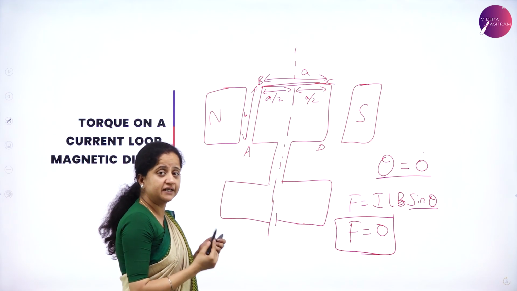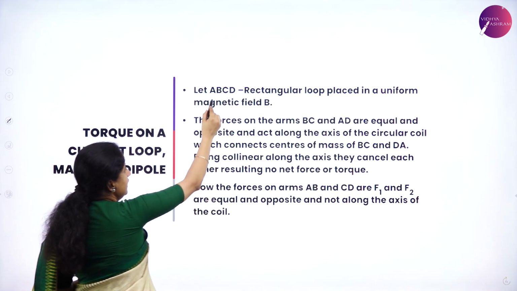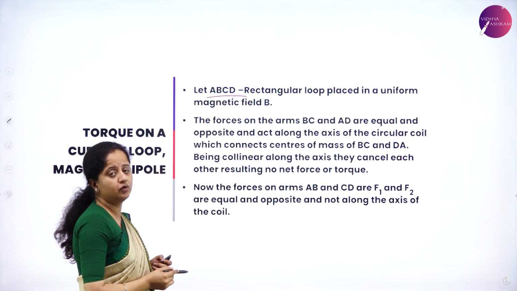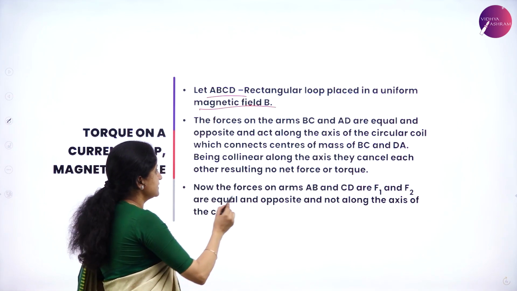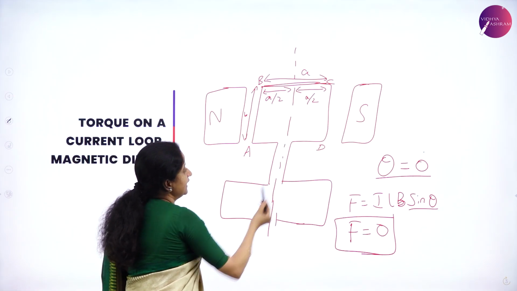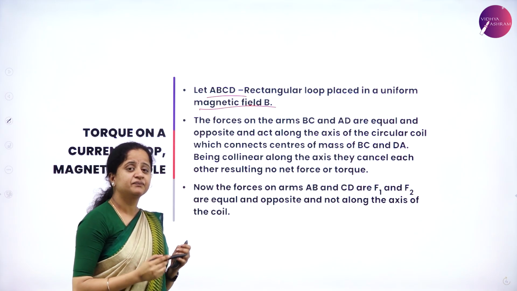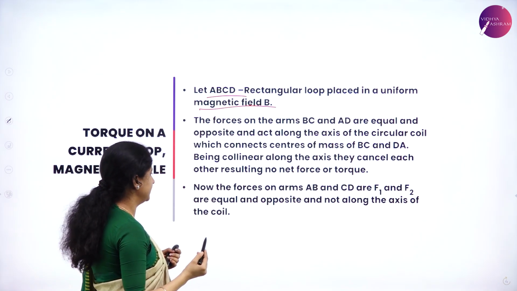So let us learn in detail about this. I have considered ABCD, a rectangular loop which is placed in magnetic field B. So the force exerted on arms BC and AD is 0 because they are parallel to the magnetic field.